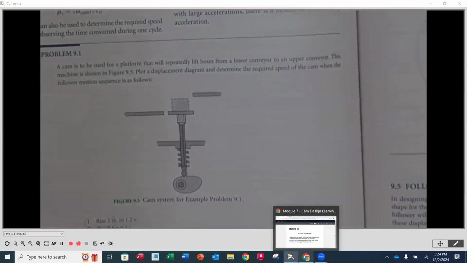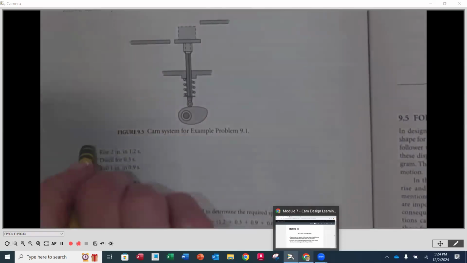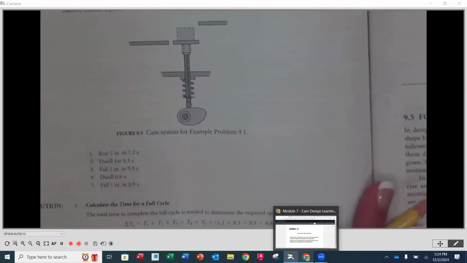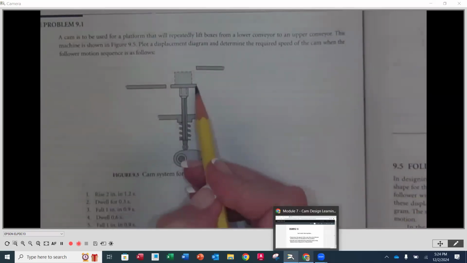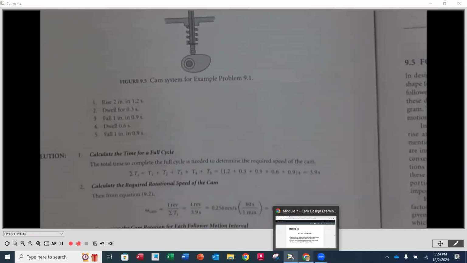So you would do some measurements here and you would figure out how high that has to go and how much time we would want for that to take. And that's what we have down here. We have the prescribed motion, if you would. So the first step is we are going to rise 2 inches. That would mean that this distance from here to here is 2 inches, that we want to go up. And we want that to take 1.2 seconds.